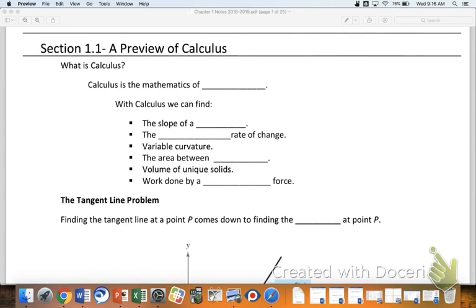And we will look at all kinds of change. We'll look at amounts of change. We'll look at rates of change. Mathematics of change. In calculus, we can find the slope of a curve.